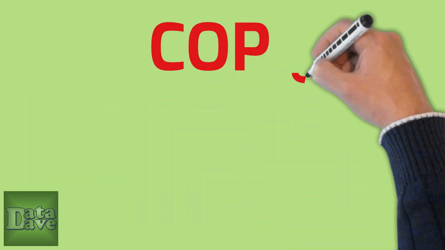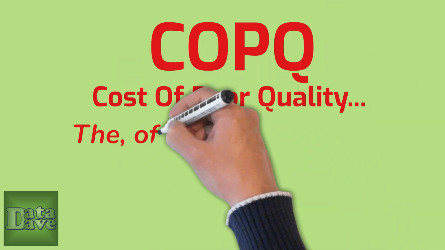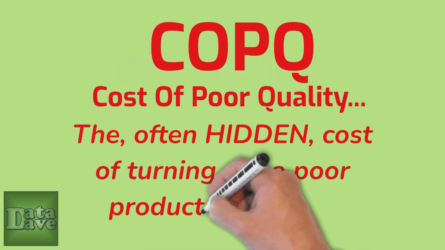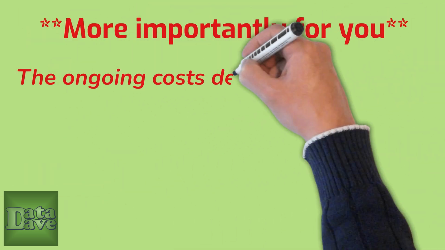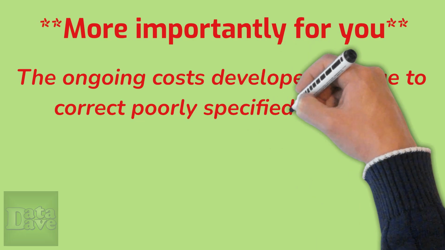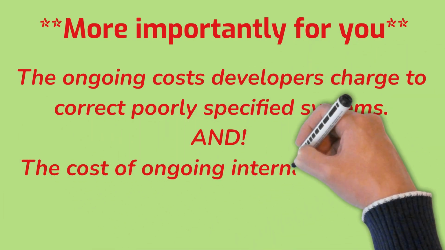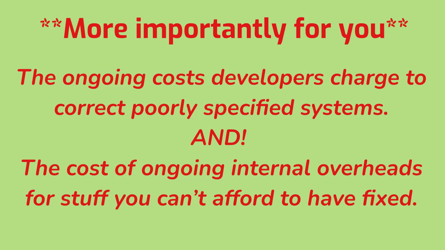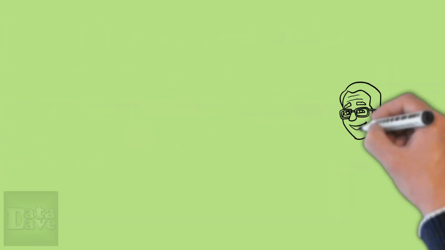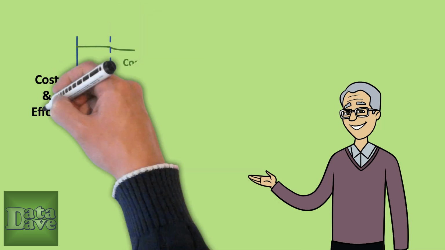Cost of poor quality is a term widely used in quality assurance circles. It defines the often hidden costs of turning out a poor quality product or service. It also refers to the ongoing cost developers charge to make corrections to a poorly specified system, and the cost of ongoing support for the stuff you can't afford to have fixed. These costs have the potential to rocket out of control.